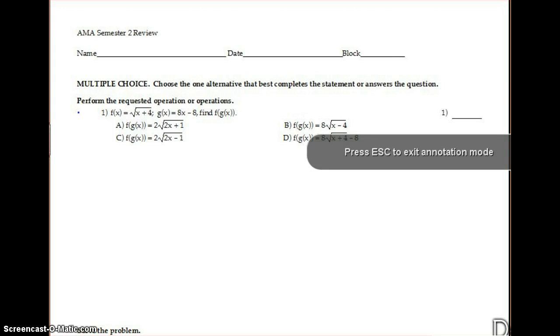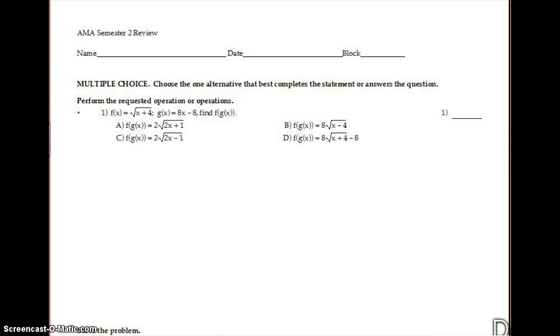Okay, this is the AMA Semester 2 review, question number 1. It says perform the requested operation or operations, and this is basically a function within a function. We've got function f of x, we've got function g of x, and it says find f of g of x, which means you can see g of x is inside the f of x function, and that's what we're going to do. We're going to put g of x into the f of x.